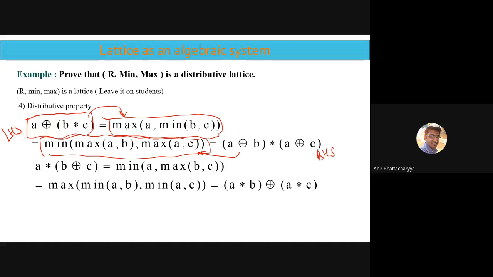Whenever you are using the distributive property under less than or equal to, or subset, always do this. Directly show LHS equals RHS in any condition. That is what you have to write in the exam. Don't forget to write it. So finally we can write that R with minimum and maximum is a distributive lattice.